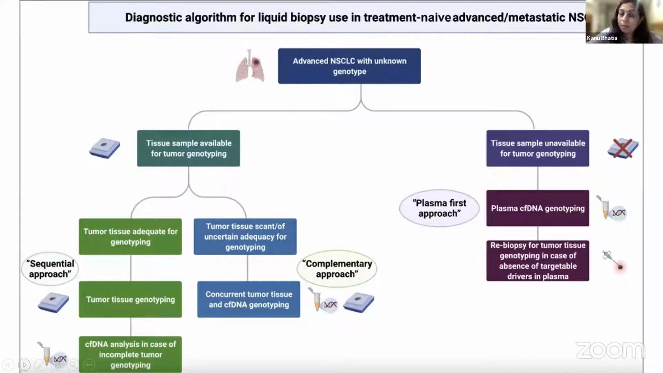The second is the complementary approach. That is, you send both of them together, the tissue biopsy and the plasma also for liquid biopsy, and then you wait for the result. And the third method that you can actually do is a plasma first approach. Maybe the patient comes to you and the tumor site is such that a biopsy is not feasible, or the patient is very sick, you need an answer. Your clinical judgment says that there is a high possibility the patient might have an EGFR or an ALK mutation. So you can follow a plasma first approach also. And if there's negativity, then maybe try for a biopsy, however hard it is.